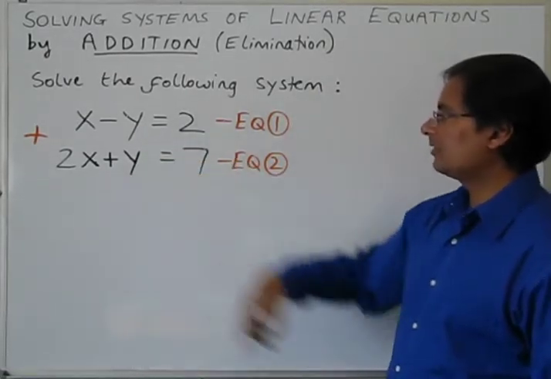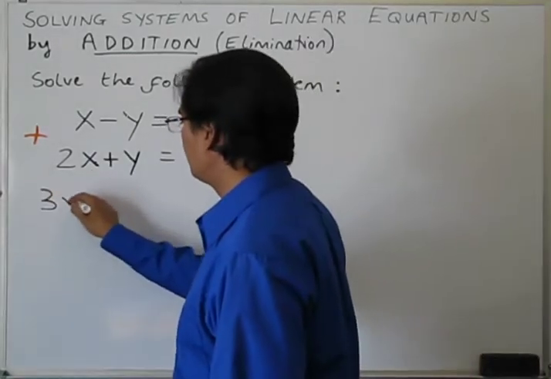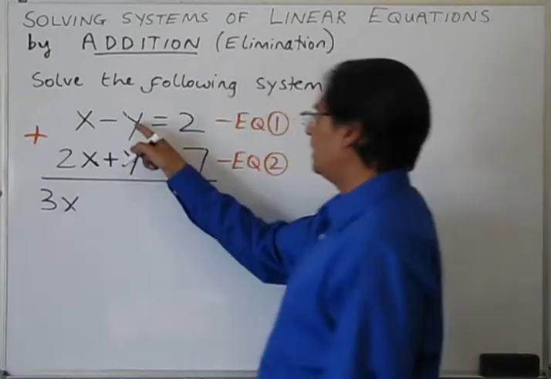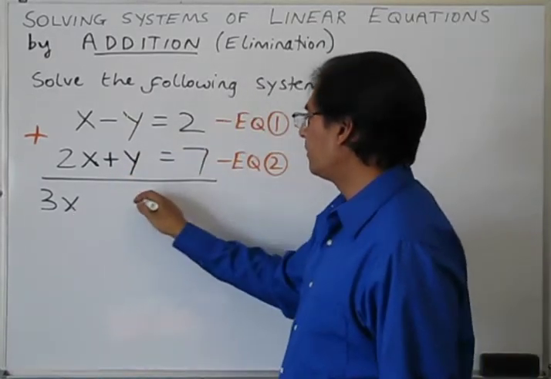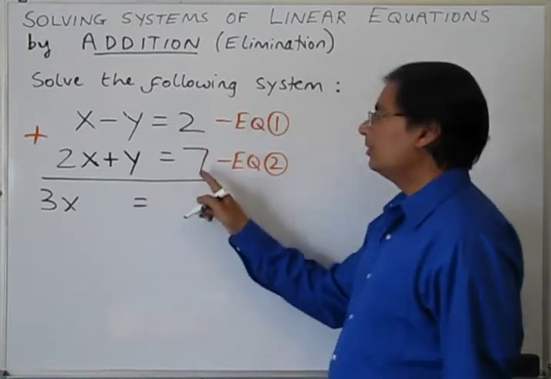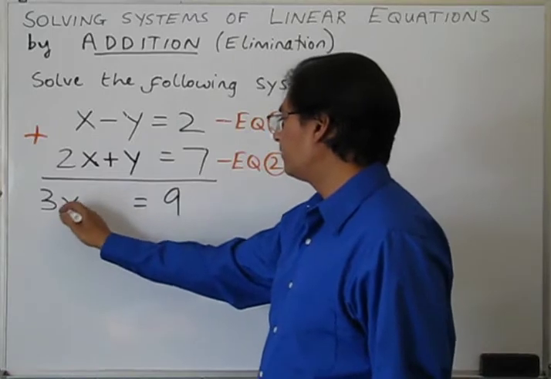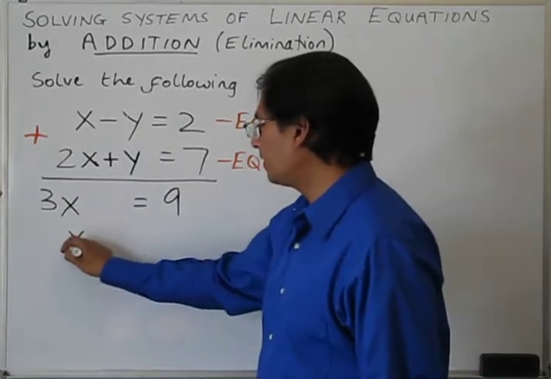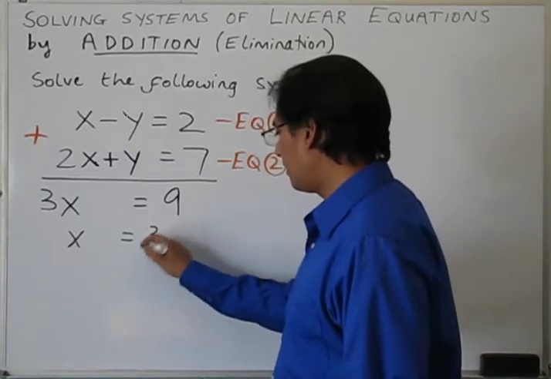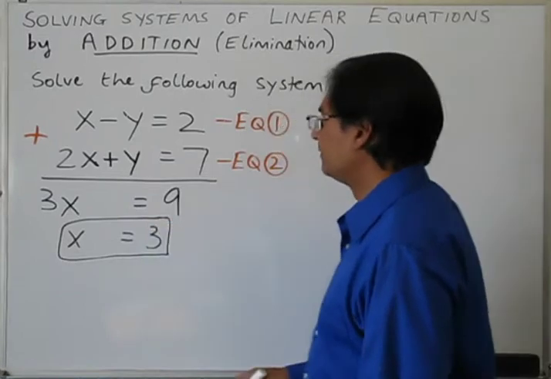And so I'm going to add the x's. x plus 2x is going to be 3x. And negative y plus y is going to be 0. And then we're going to have an equal sign. 2 plus 7 is going to be 9. And so we have 3x equals 9. We divide both sides by 3 and we get x equals 3. We can see we've come to this answer quite quickly. And so x is equal to 3.